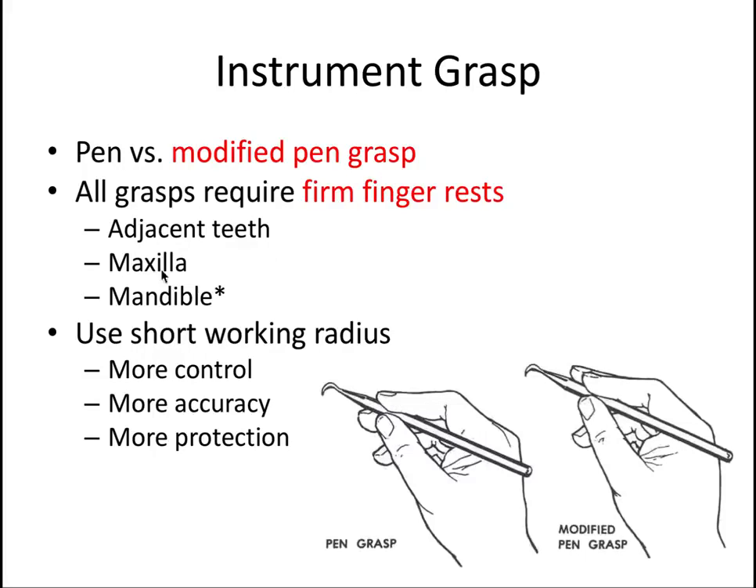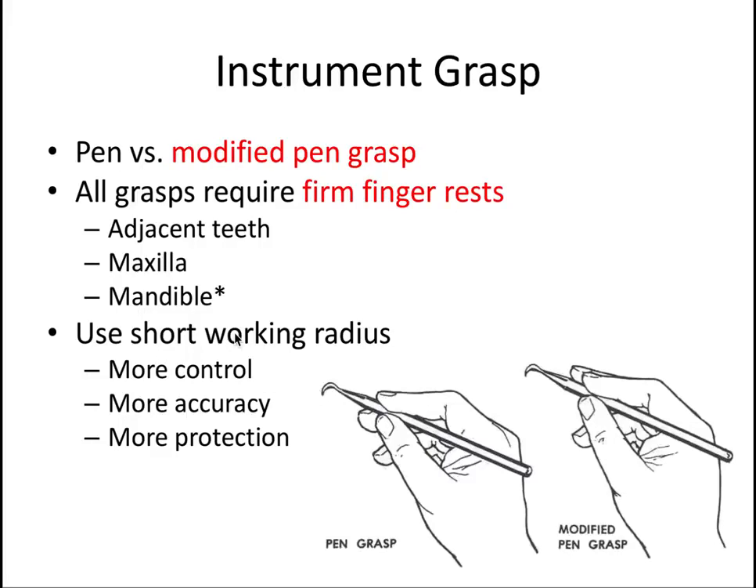And what do I mean by finger rest? Well, all grasps require firm finger rests, which provide a fulcrum point so that your hand is stable, and in case the patient moves, you move with them because your instrument is in your hand and then your hand is resting on some stable structure. So best to use is adjacent teeth and the maxilla. And those are the most stable landmarks. The mandible is stable if the patient is biting on a bite block, but otherwise, they can just open and close at will, so it's not always the best finger rest.